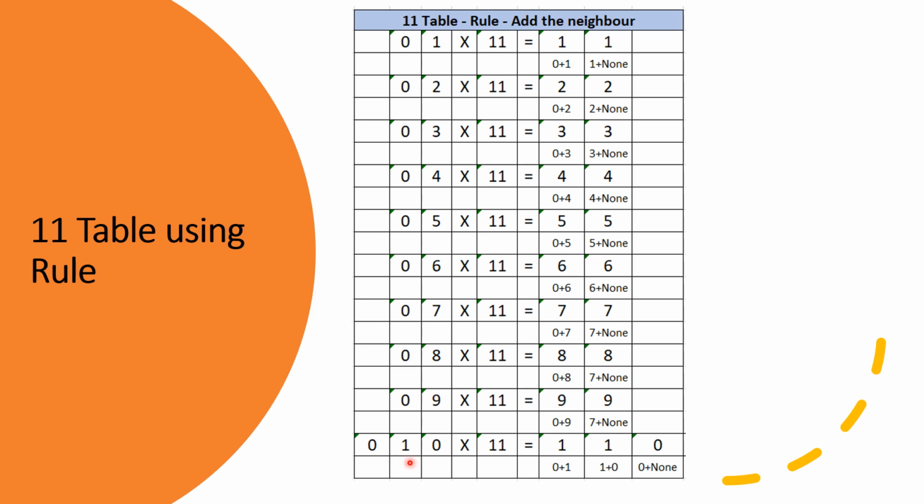As I mentioned, for any number we have to append a 0 before that number, so we consider the number 010. In this case, when we apply the rule at 0 at this particular digit, it is 0 plus none, so it is 0. Then going to 1, we add 1 plus 0, so it is 1, and then again 0 plus 1, so it is 1. So 10 times 11 equals 110. This is how the whole 11 table can be derived using just this rule, and you can apply it to any number and you will attain the same result.